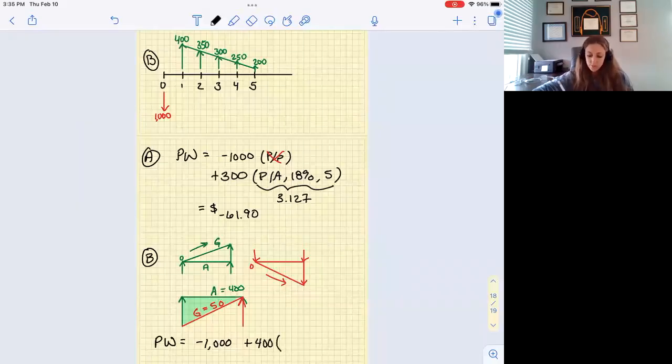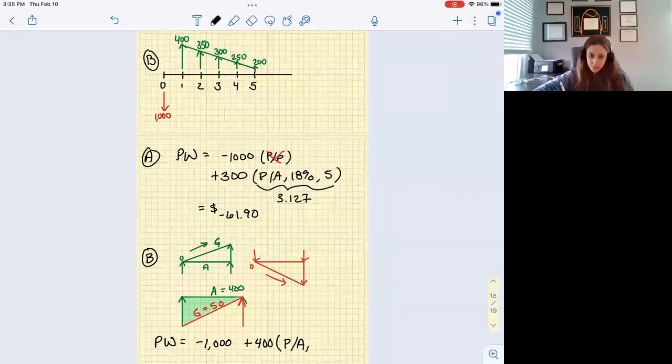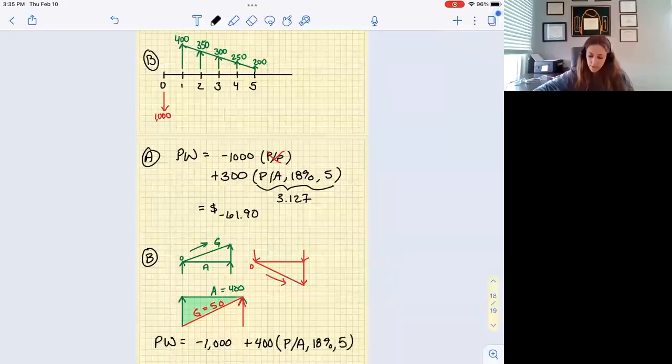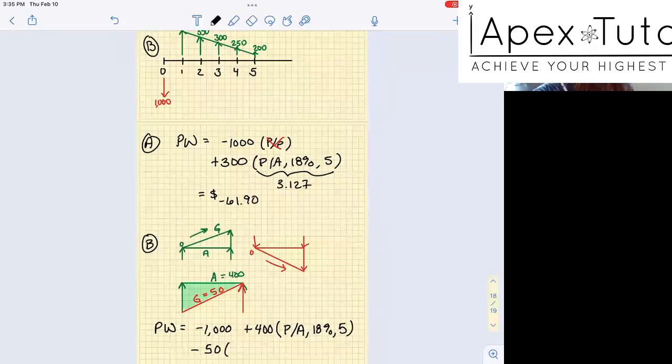And what letter do we want it to be? P. What letter is it? A. Very good. What's the percent? 18. And how many years? 5. Very good. And now we are going to subtract that gradient of 50. So what letter do we want? P. What letter is it? G, 18% and 5.